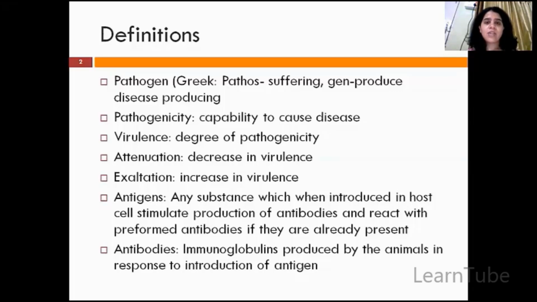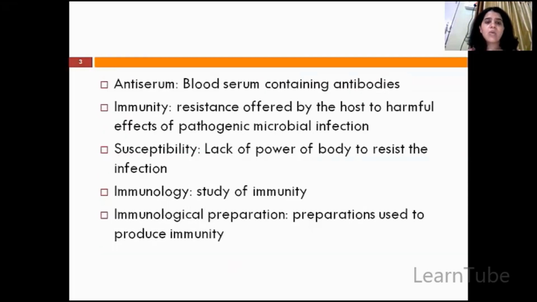Now, what are antibodies? Antibodies are the immunoglobulins which are produced by the animal cells on exposure to an antigen, or rather, instead of saying exposure, you can say on introduction of that antigen into the body. Now, what is antiserum? Antiserum is the blood serum which contains antibodies.